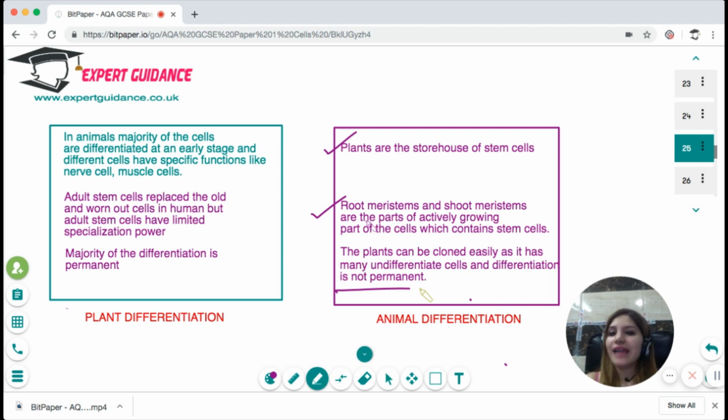Okay. Now in animals, the majority of the cells are differentiated at a very early stage. In a plant, they get differentiated at a very late stage. So in animals, they are differentiated at a very early stage. They are already specialized to form a nerve cell or a muscle cell. Now, adult cells replace the old and worn out cells in humans, but they also have limited regeneration and specialization power. And as the majority of the differentiation is permanent, the cloning of animals is difficult. So this is what happens in animal differentiation, and this is plant differentiation.